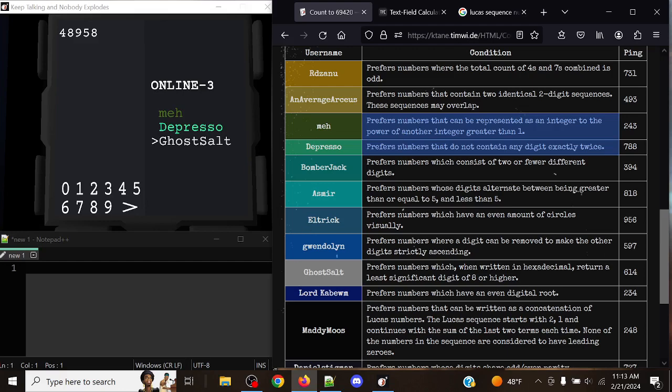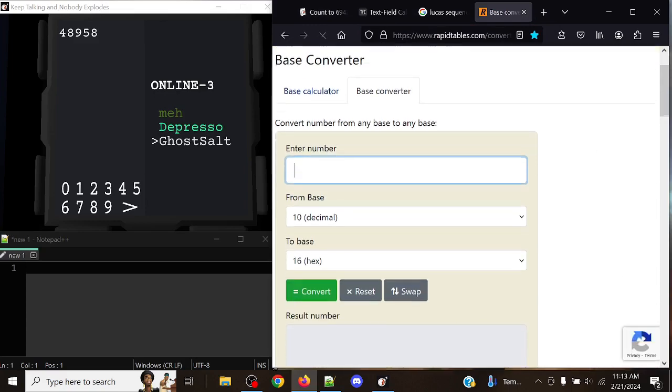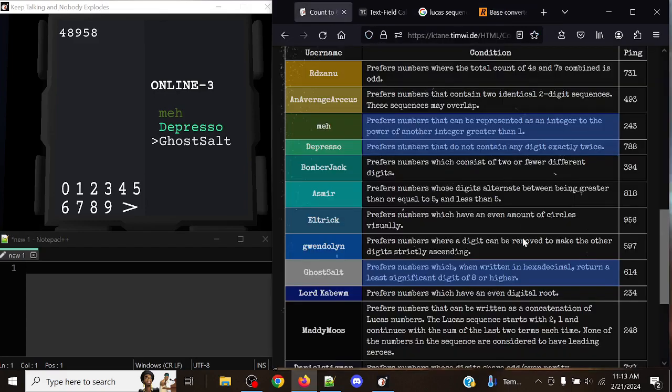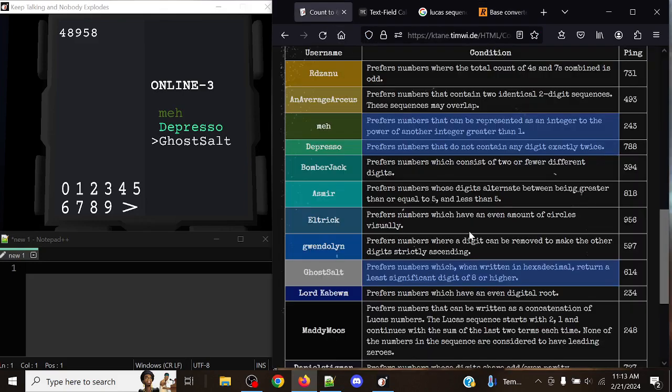So, anyways, moving on. Prefers numbers which, when written in hexadecimal, return a least significant digit of 8 or higher. Now this, I'm a sucker. I'm just going to say that right now, and I'm not going to bother teaching you how base conversions work. You can use a base converter. I don't really care. But effectively, we're looking for something that will return a least significant digit of 8 or higher.